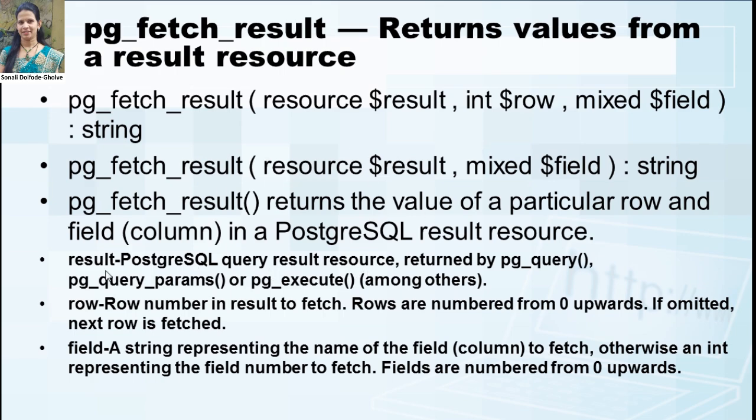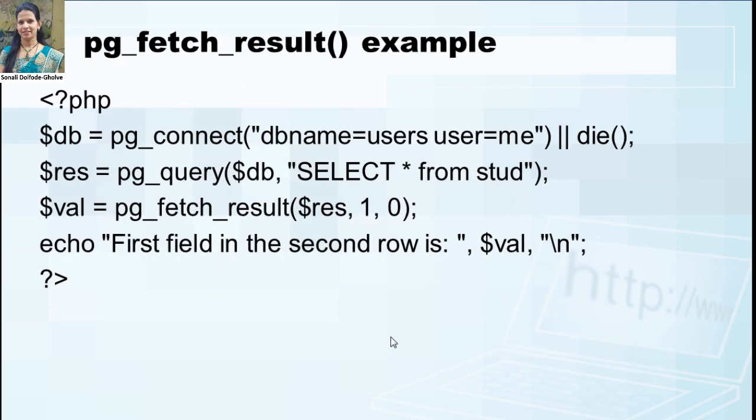This first parameter is about the result. The second parameter is your row, the row number. Then the third one is the field: a string representing the name of the field, meaning your column, otherwise an int representing the field number. Fields are numbered from 0 upwards. This is the explanation of the three parameters: result, row, and field. Why are we using the result? The PostgreSQL query result resource returned by pg_query. Then the next one is the row, and the next is the field.